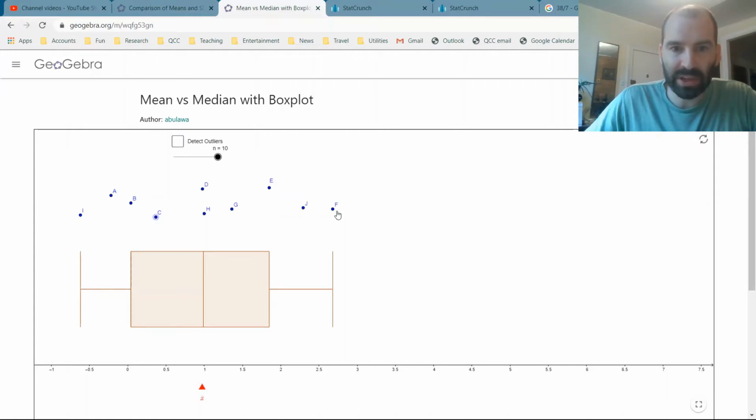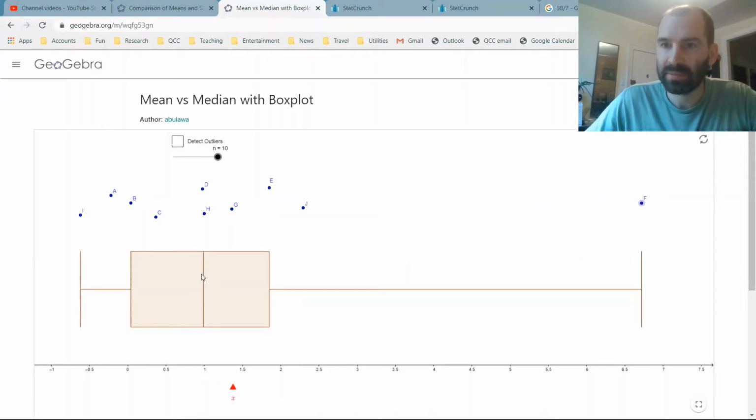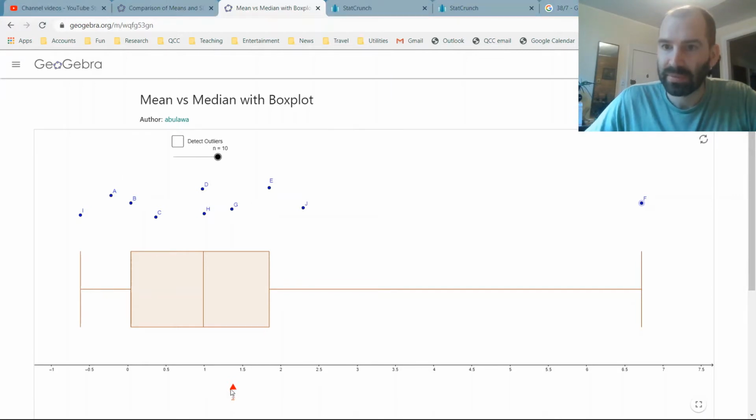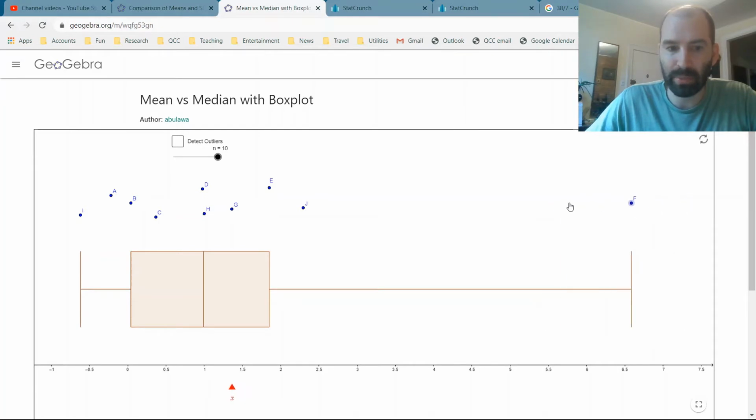Now what happens if I take one of these data points and drag it out away from the rest of the data? Notice that the median is not changing. The median stays exactly where it was. But the mean down here, this little red number, is changing. So the mean is heavily influenced by the position of this one data point. But the median does not care.